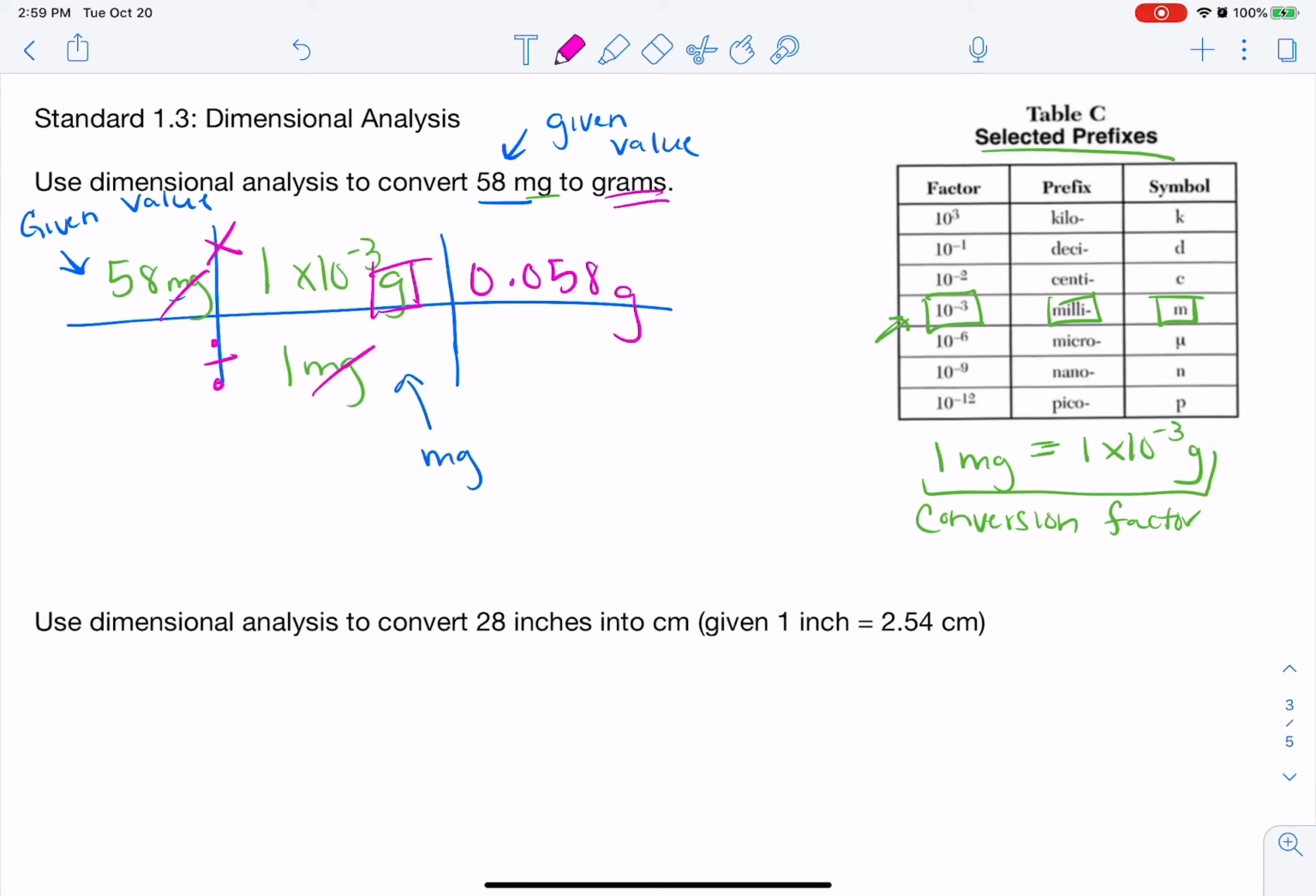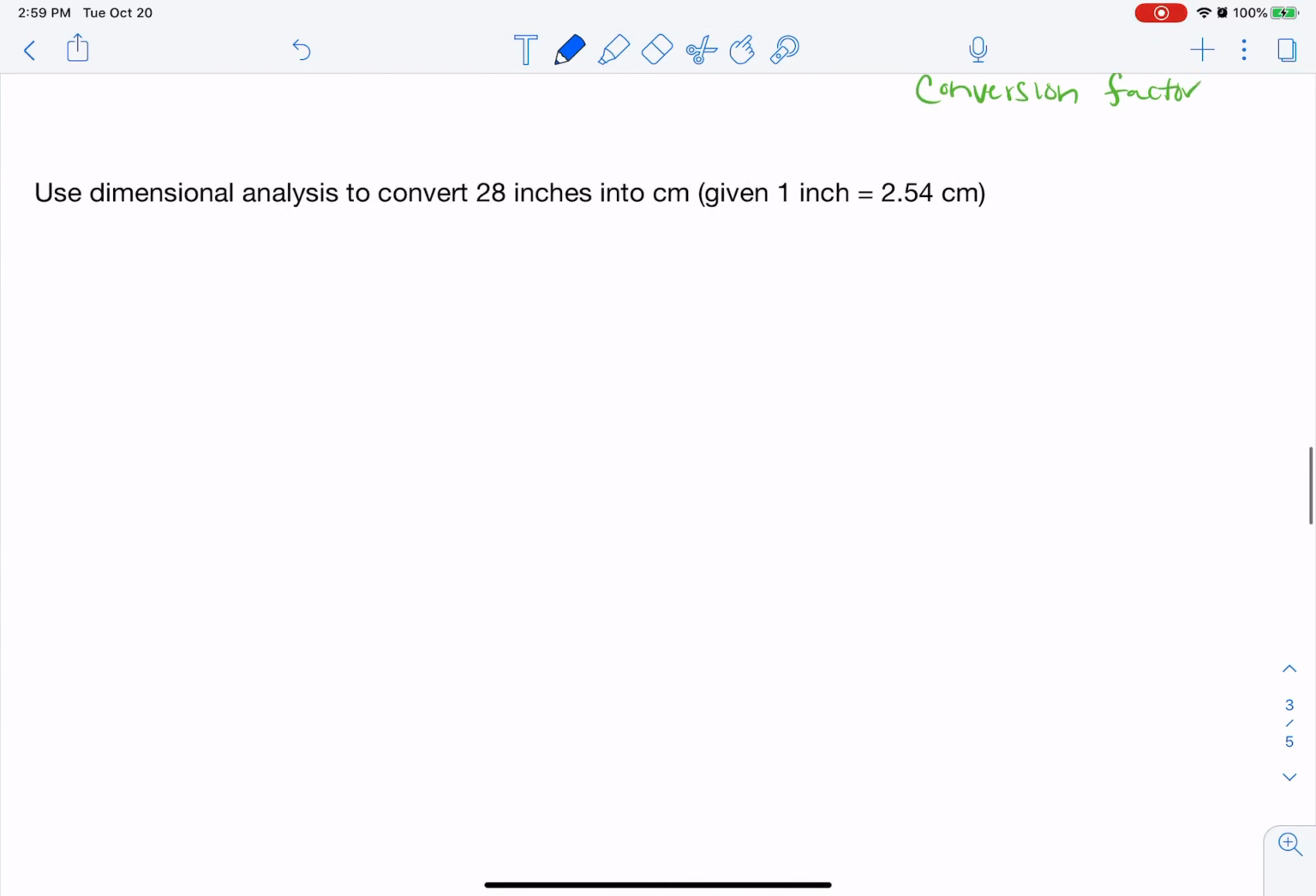Then we used our prefix table to find the conversion factor between milligrams and grams. We put it in so that milligrams would cancel. Then we multiply by the top and divide it by the bottom. Let's do one more example.